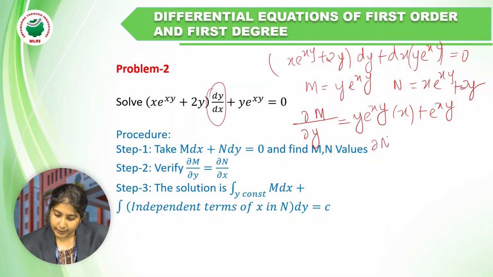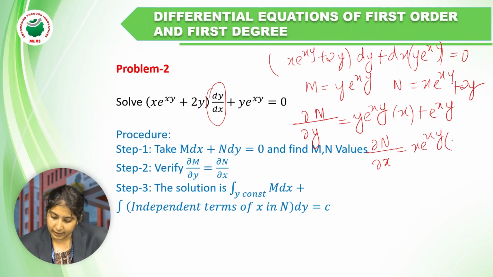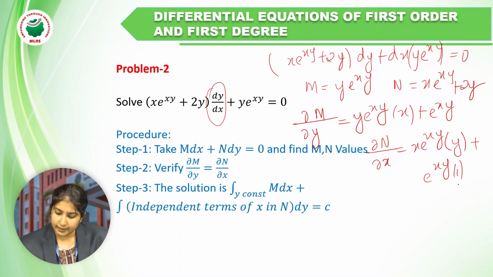Next you are having dou N by dou x. Partially differentiating with respect to x: x into e power xy into differentiation with respect to x. So you are having y, plus e power xy into 1, because differentiation of x with respect to x is 1. And 2y differentiation with respect to x is 0, because you can only differentiate with respect to x. Other variables will become 0.